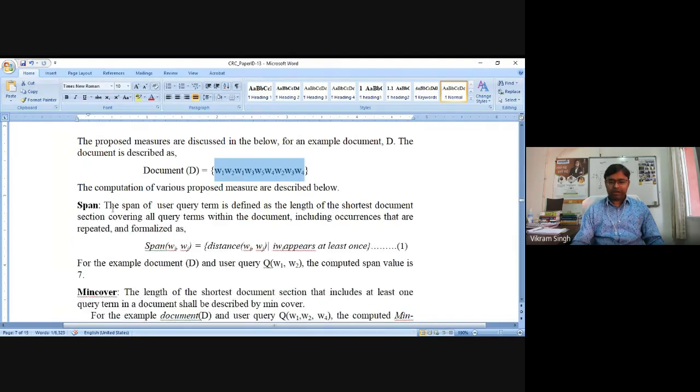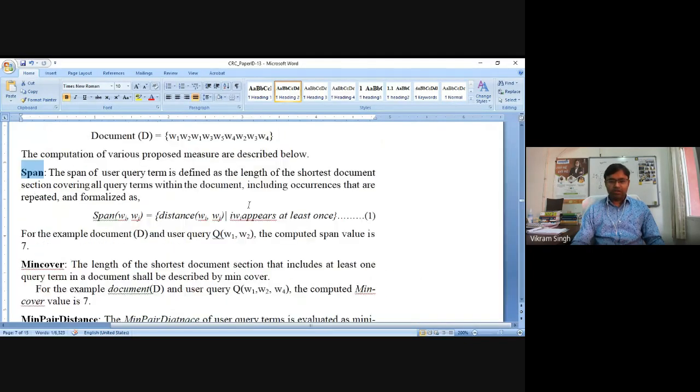If you could read the definition of the span measure, which is the first type of PR based measure, I hope you can read it. The span of a user query term is defined as the length of the shortest document section covering all the query terms within the document, right?